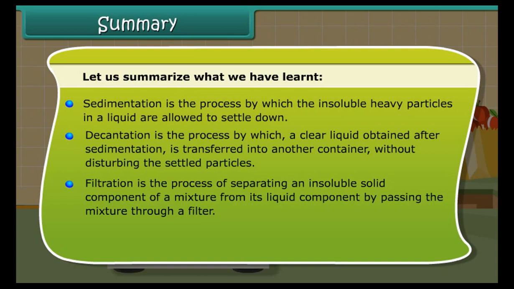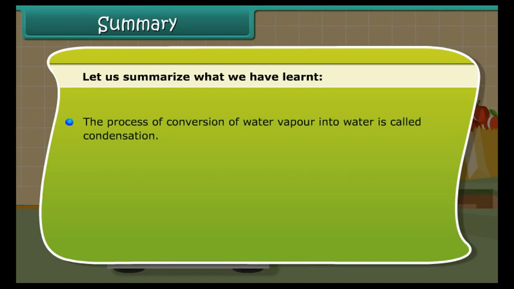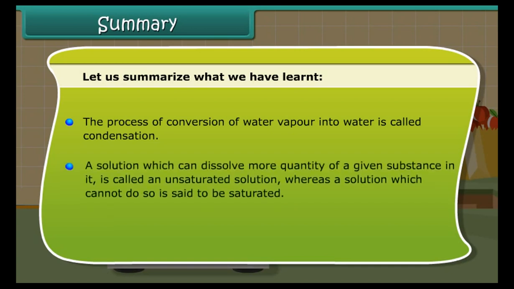mixture through a filter. The process of conversion of water into vapor by heating is called evaporation. The process of conversion of water vapor into water is called condensation. A solution which can dissolve more quantity of a given substance in it is called an unsaturated solution, whereas a solution which cannot do so is said to be saturated.